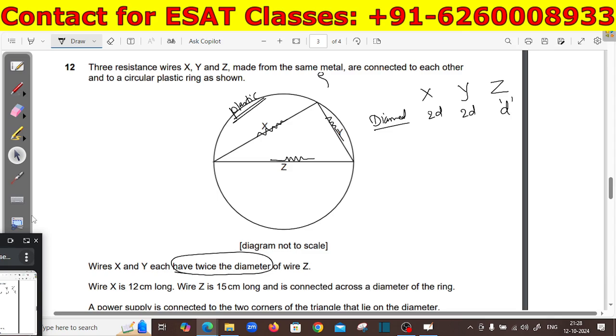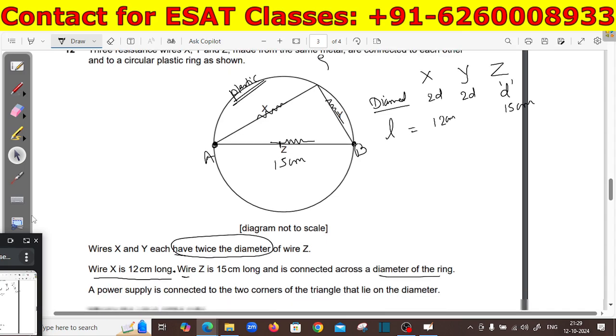If we talk about the length, wire X is 12 centimeter long, wire Z is 15 centimeter long, and is connected across a diameter of the ring. See, the first statement is only for X, the second is after the full stop, so it's separate. Wire Z is 15 centimeter long, and it's connected to the diameter of the ring. You can see here, this is the wire Z. I can name this as AB, right?